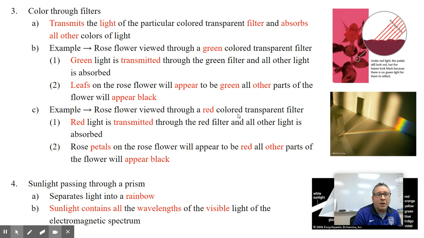Another example is we probably see all the time. We see it on a daily basis for some of us. We see a lot of times when there is rain occurring and sunlight is out. We see sunlight through a prism, okay? This is going to separate sunlight into a rainbow. And the sunlight actually contains all of the wavelengths of visible light in the electromagnetic spectrum. And this prism causes the light to essentially split apart from its normal white light into the various visible colors that we see in a rainbow.